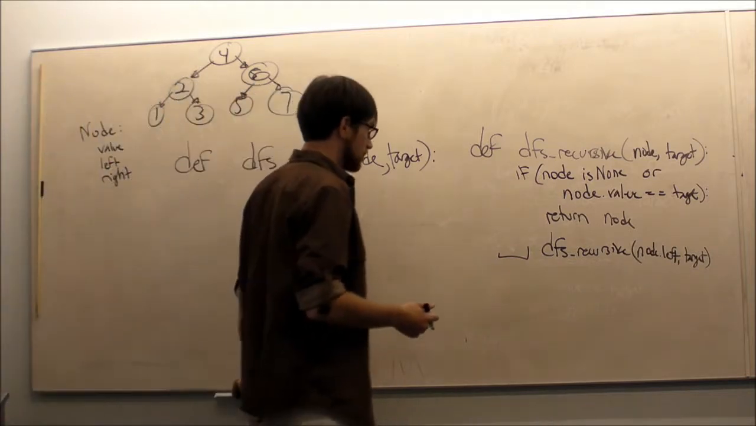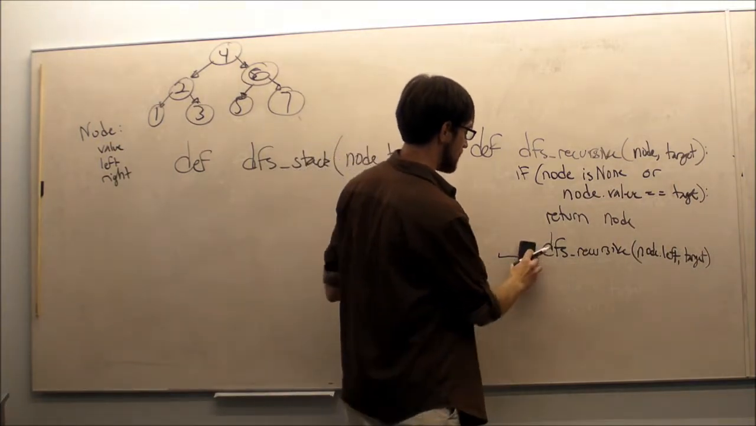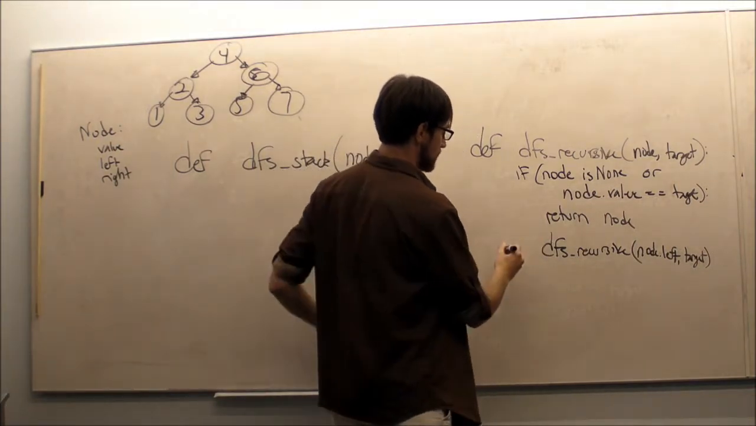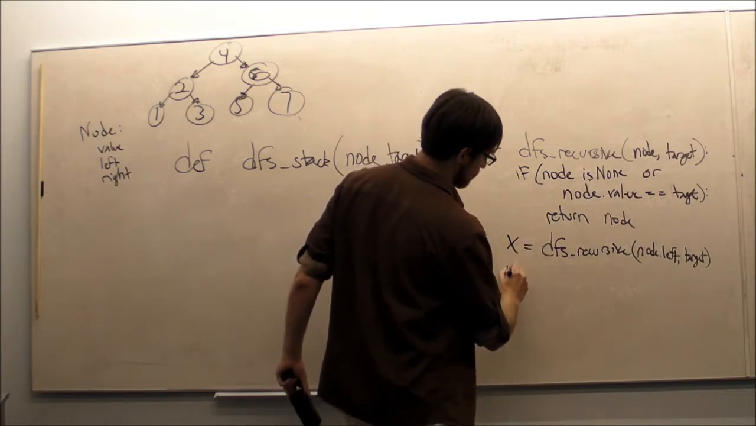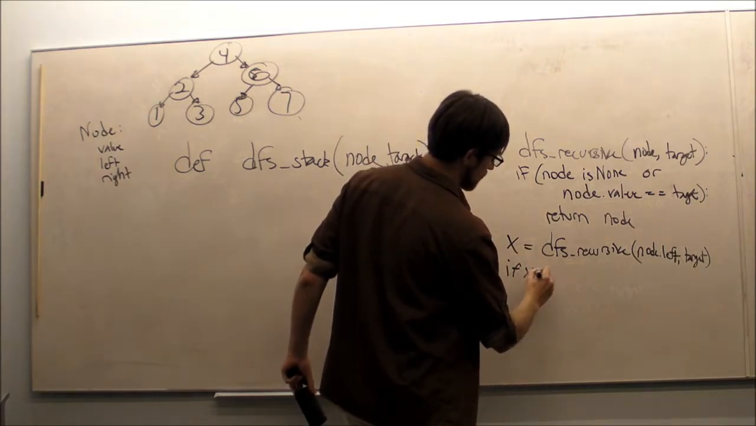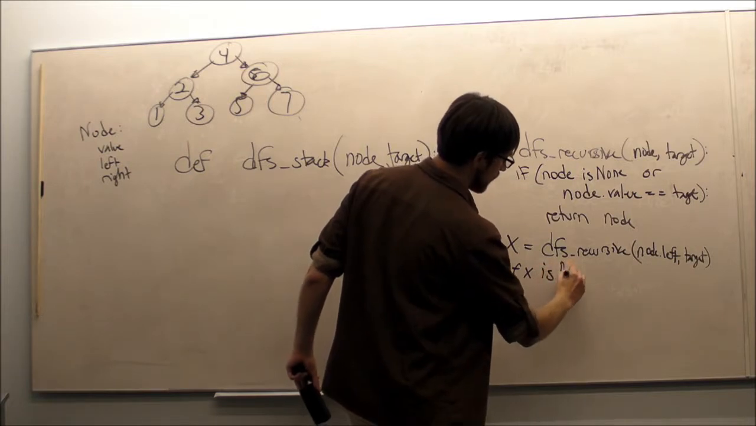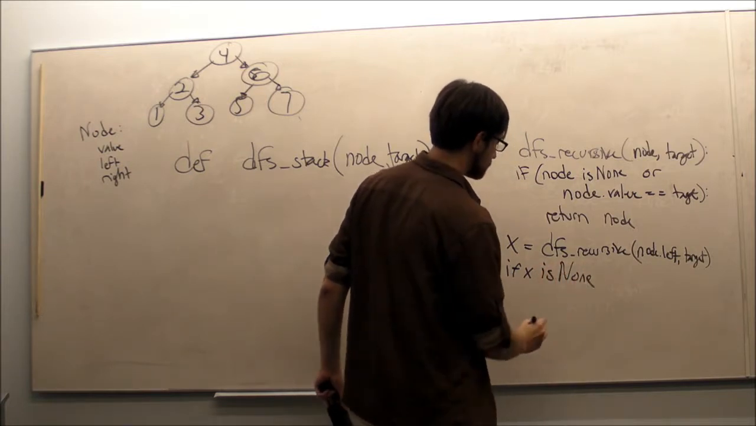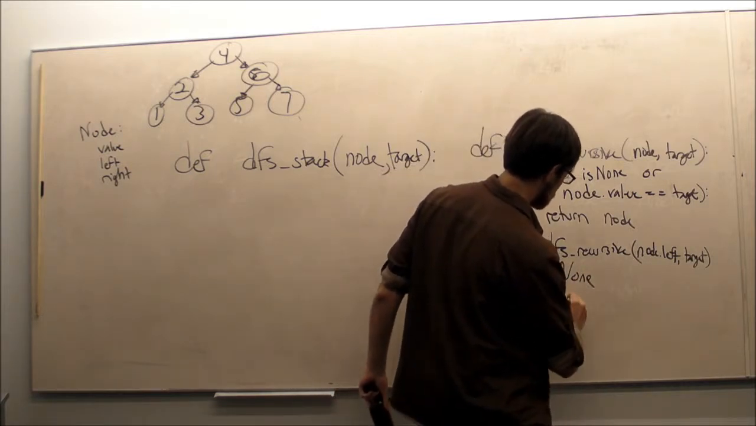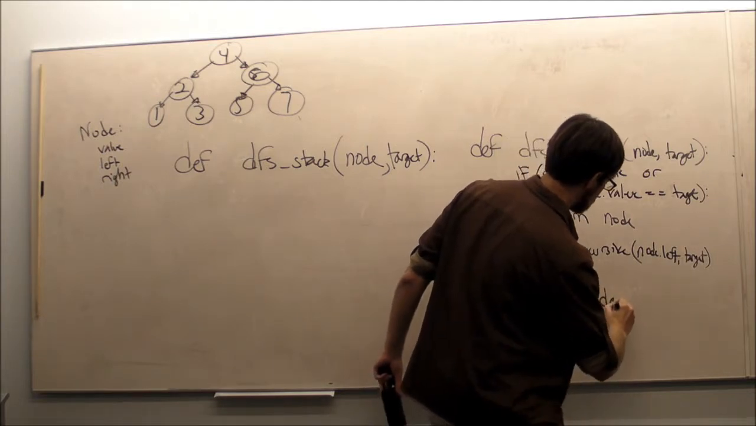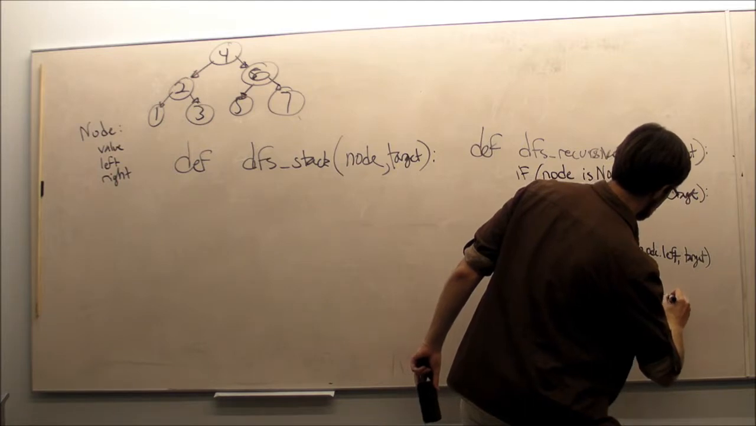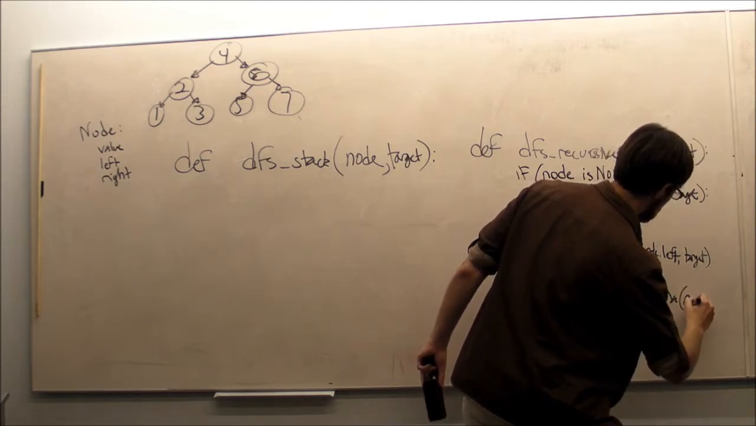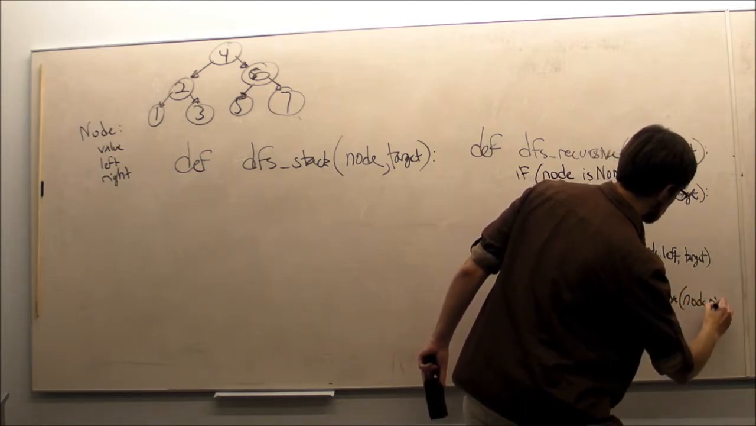So what you actually need to do is store this value in some variable. Being generic, I'll just say x. And you can say then, if x is none, return depth first search recursive.